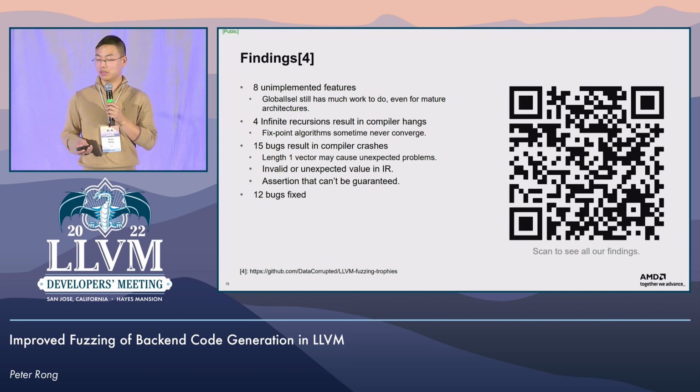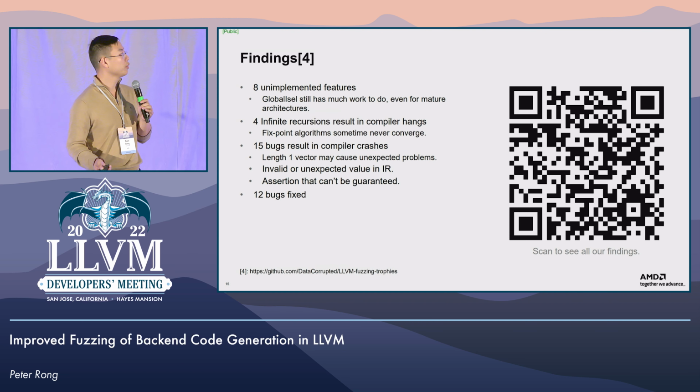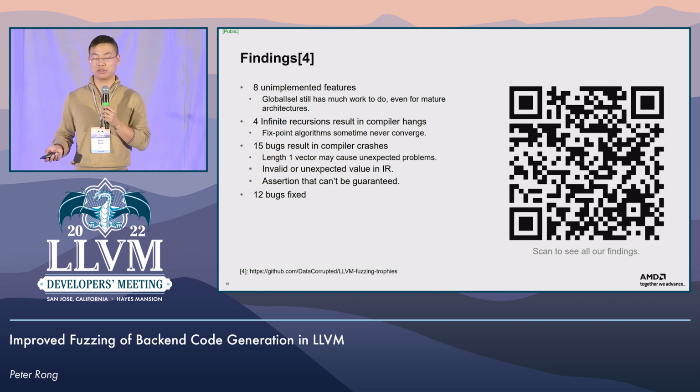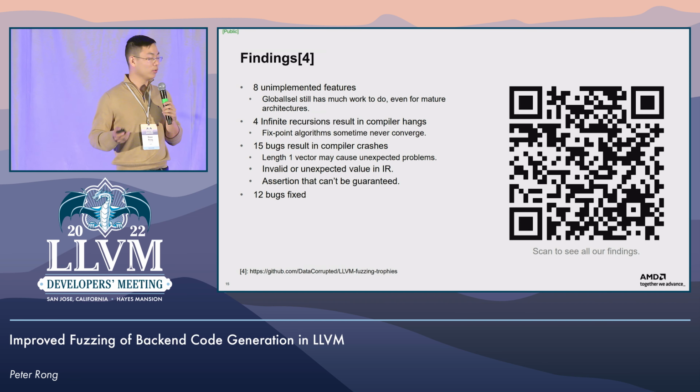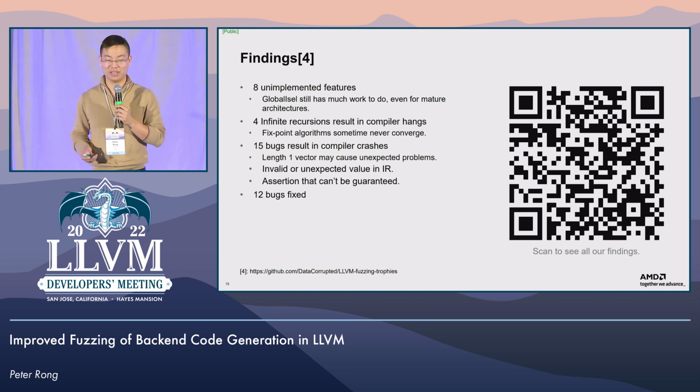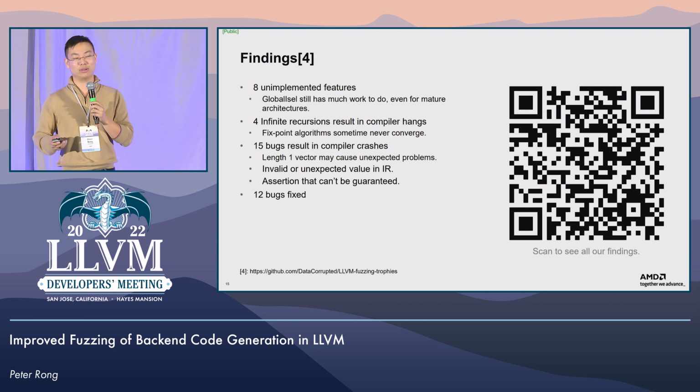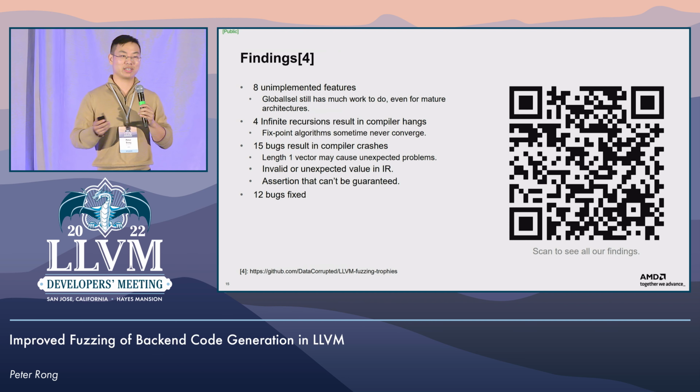Some of the things that we want to highlight: one, we found infinite recursions in the optimizer. That means sometimes a fixed point algorithm never converges. And we also found that length 1 vectors, like I mentioned earlier, sometimes cause problems in the backend. Many developers never realized this thing existed. They just assume that size 1 vectors should be a scalar and then be done with it.